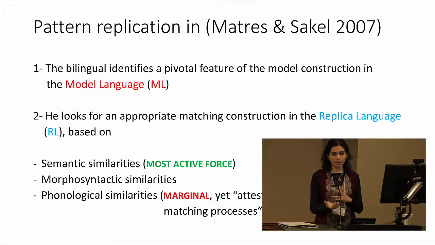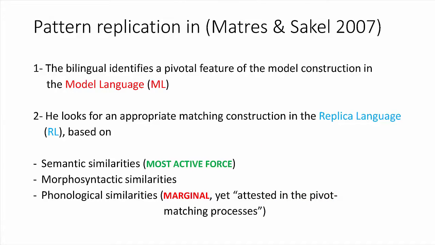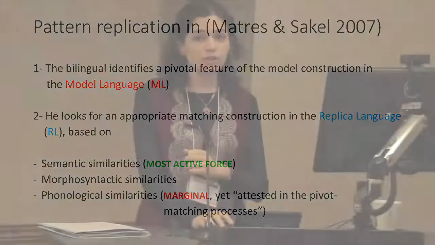Replica language here is Persian. And when he looks for an appropriate matching construction in the replica language, these are based on semantic similarities, morphosyntactic similarities, or phonological similarities. Matras and Sakel say that semantic similarity is the most active force. Then we have morphosyntactic similarity, and for phonological similarity, they say that it is marginal. Yet, they say that it has been attested in the pivot matching processes.